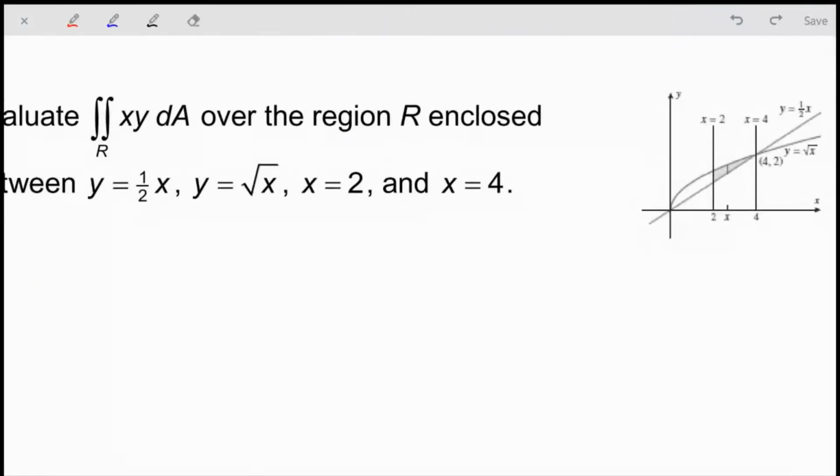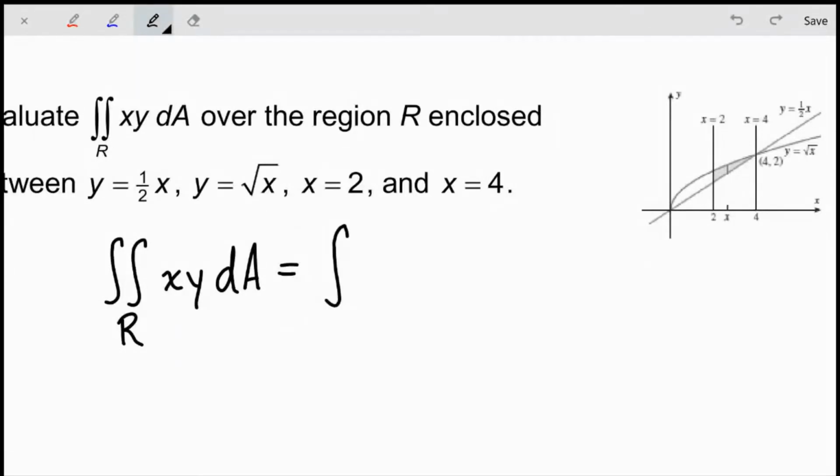Okay, so if I'm going to set this up, let me show you how we would typically write this out. So our double integral on the region R of xy dA is just going to be equal to, and remember, my inside integral is going to be with respect to y, and I'm going to work this one out just so you can see it. We're going to go from x over 2, because when I look at this region, the lower y value would be the line x over 2, and the upper value would be the square root of x, and I'm going to go from x is 2 to x is 4.